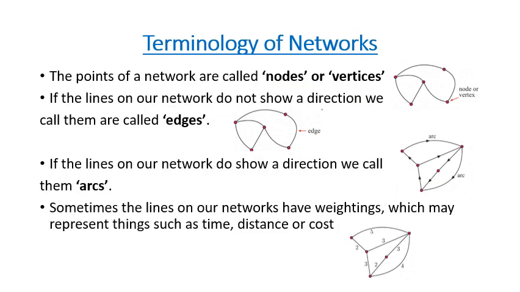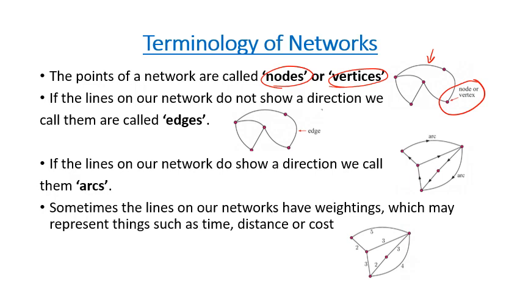So we're going to look at some terminology of networks, and I'd probably encourage you to write some of these key points down, and I'll try and explain what's going on with the diagrams that I've got on here as well. So like I said before, the points of a network are the things that we're interested in, and we call them nodes or vertices. All right, so nodes or vertices, and you can see by our diagram here that the little red dots are the things we call the nodes.